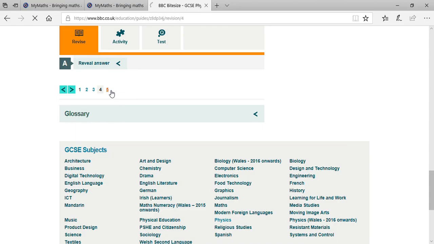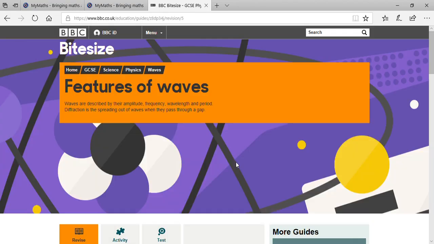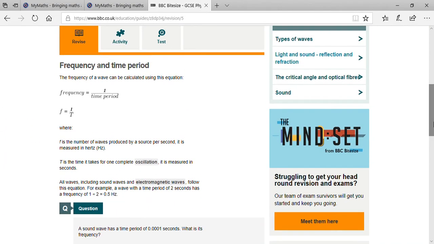Now come to the fifth page. The next topic we have to understand is frequency and time period. As I told you, frequency is defined as the number of vibrations per unit time. Or you can also define that frequency equals 1 over time period, or time period is defined as 1 over frequency. You can also understand that frequency is inversely proportional to time period, or time period is inversely proportional to frequency. Clear?